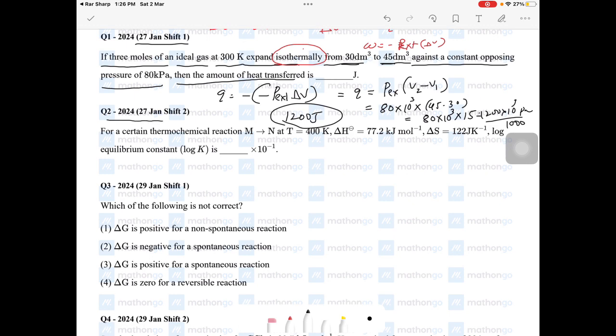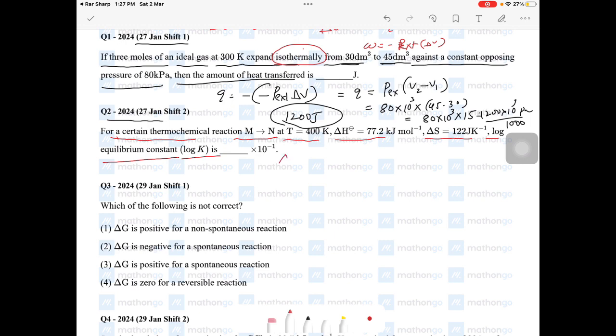Next, second one. For a certain thermochemical reaction, M gives rise to N at 400 kelvins, delta H 77.2, delta S 122, log equilibrium constant, log K is dash 10 to the power of minus 1. What is the value of that?